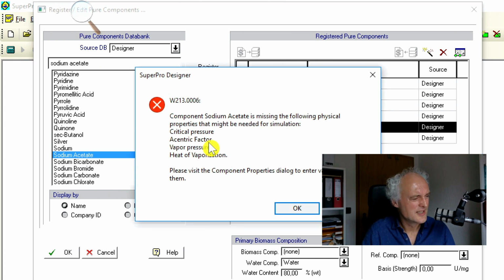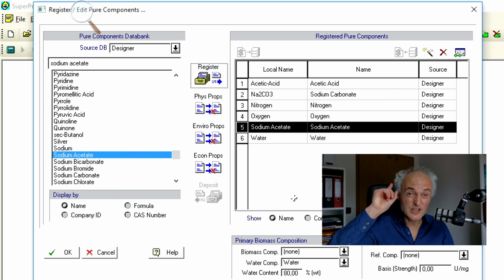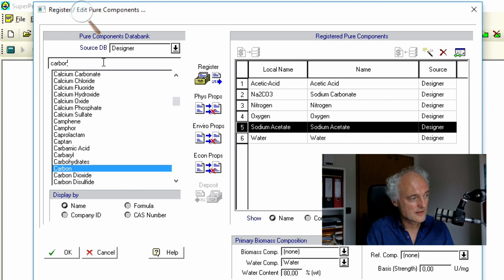I get an alarm: critical pressure, eccentric factor, vapor pressure, heat of vaporization. So also here we have a list, and also here we say this is in solution, or this is not in our conditions. We plan to do our neutralization, so it's not relevant. So also here, okay. But have a look at this list first. This is important. If you realize that something is missing, what you know you need, then you put it in immediately and don't wait before you get an error. And now we need carbon dioxide.